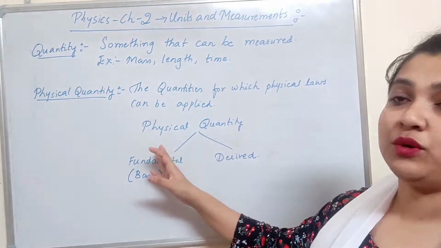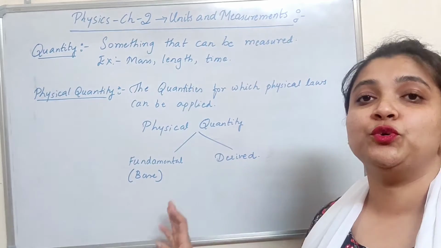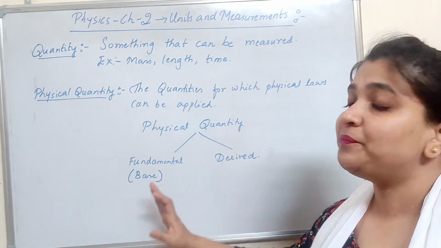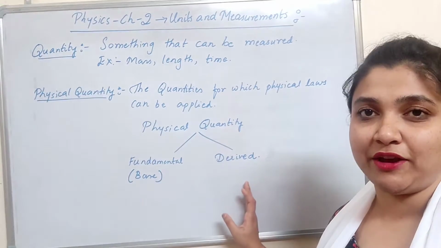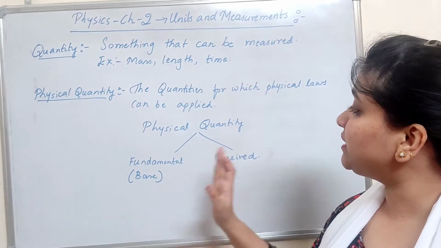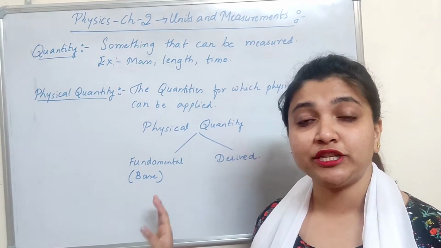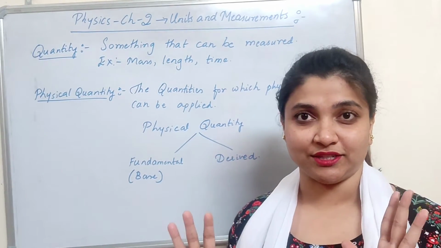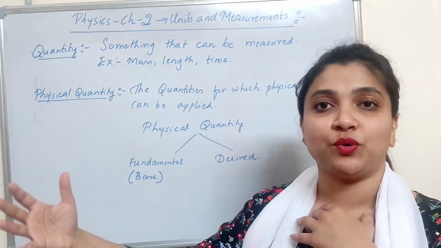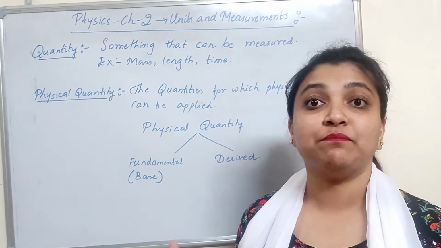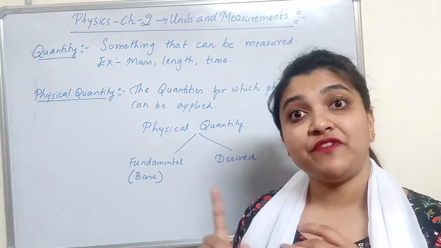Alright, so physical quantities are divided into two major types. One is called the fundamental or base quantity, and then we have something called a derived quantity. So what are these fundamental and derived quantities? Fundamental quantities are the quantities which are independent quantities. Okay, they do not depend on other quantities. They cannot be disintegrated further. Alright, they are independent. Like mass is an independent quantity.